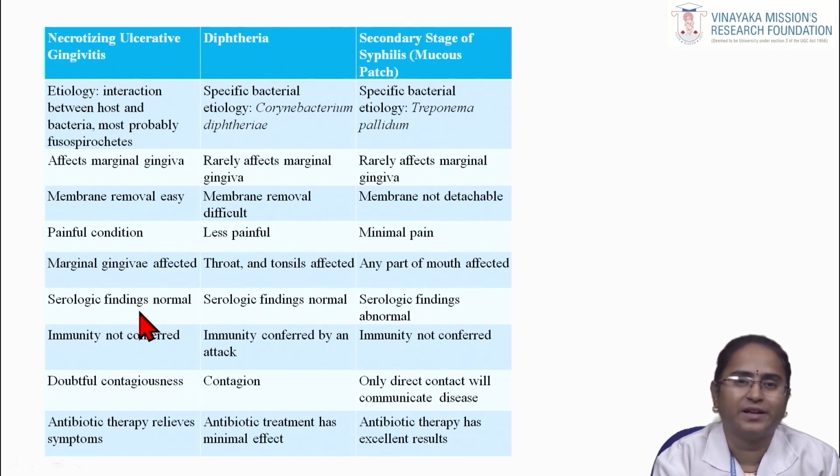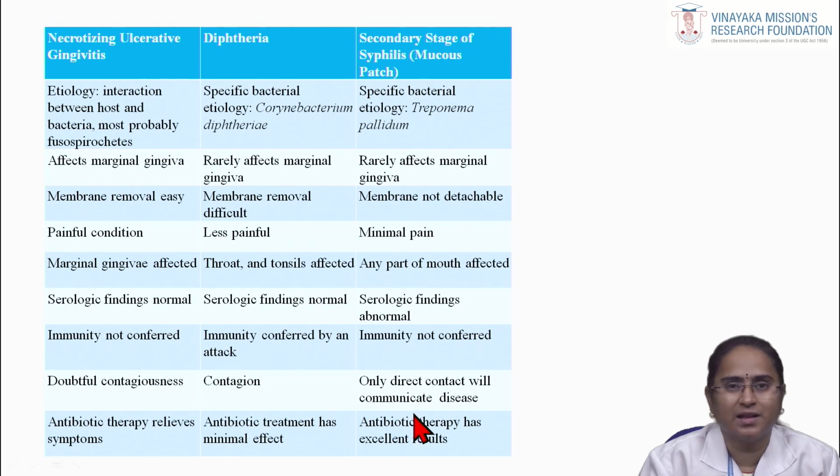Serological findings will be normal in NUG, whereas in secondary syphilis they will be abnormal. In NUG immunity is not conferred. In diphtheria immunity is conferred by an attack, and in syphilis immunity is also not conferred. In NUG contagion is doubtful, whereas diphtheria is contagious, and syphilis is transmitted only by direct contact. Antibiotic therapy relieves pain in NUG, has minimal effect in diphtheria, and gives excellent results in syphilis.